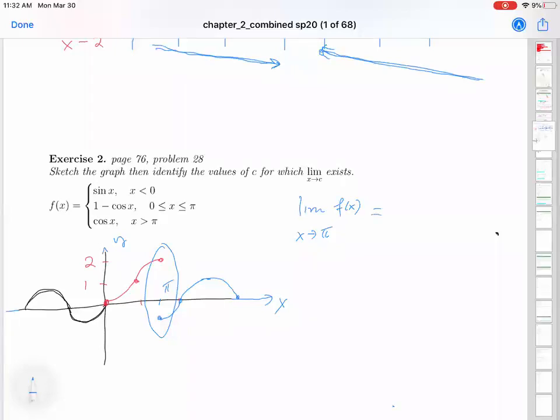So when x goes to pi from the left, the function approaches 2, right? And when x goes to pi from the right, the function approaches -1. 2 and -1 are two different values. That means the limit of this function when x goes to pi doesn't exist. And you can conclude that the limit of the function when x goes to any point that's not pi exists everywhere else. Okay, based on the graph that you just made.